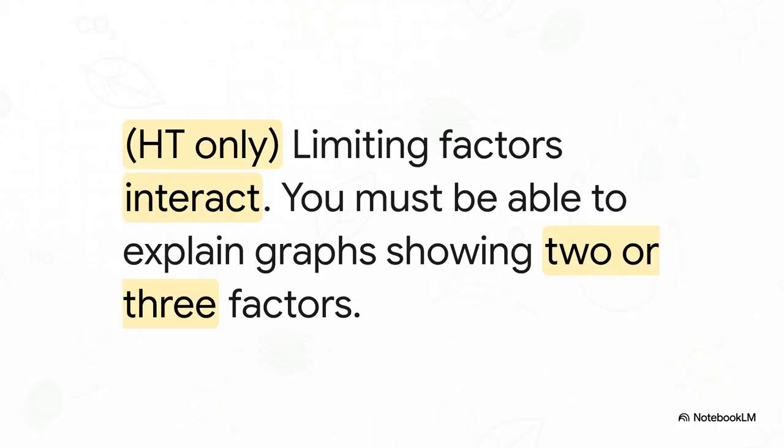Okay, higher tier students, listen up, this is for you. You need to take this a step further. You'll need to be able to look at graphs that show how these factors interact with each other. For example, a graph might show 2 lines showing that the plateau for light is higher when the temperature is warmer. Your job is to look at the data and explain exactly which factor is the limiting one at any given point on that graph.